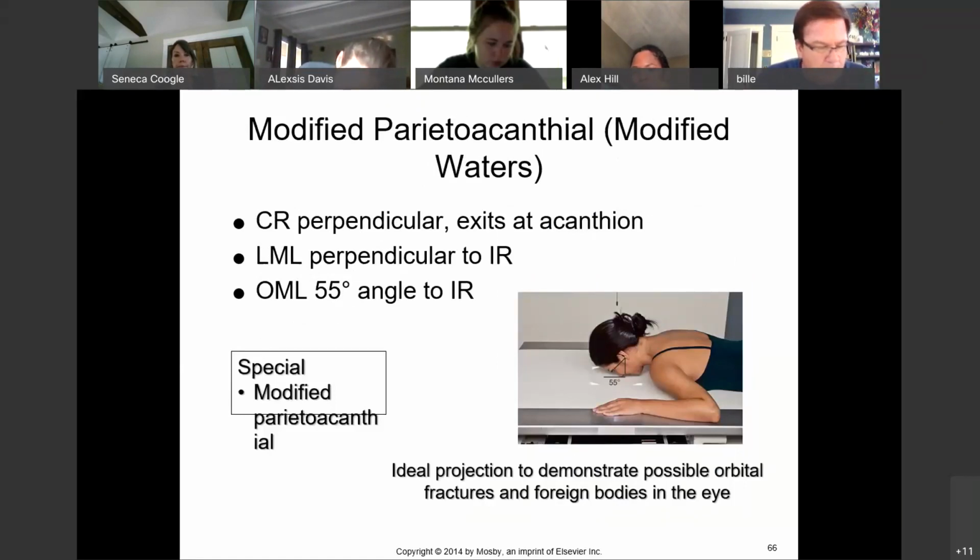This one's good. This one, the LML is perpendicular to the IR, not the MML, the LML. The OML will then form a 55-degree angle to the IR. So you can see that they're not extending their neck as much as they would for a typical Waters. This is a special projection. You're not going to do this one for every single one that comes in the door.